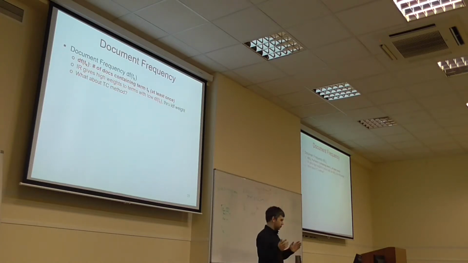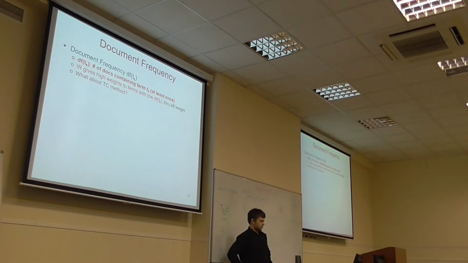And that's why it has two common images. So what is document frequency? Basically, it's the number of documents containing term T at least once. And information retrieval gives a higher weight to terms with low document frequency. Why? Because if something is contained in almost no documents, why do we need this term? It's not really distinctive between different documents as compared to our query.